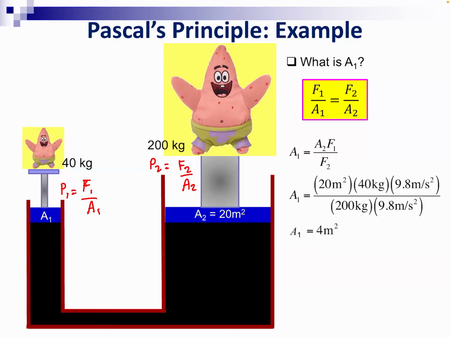You can rearrange this to find area A1. Okay, that's what we want, right? Be careful. What we need is force. What's given is mass. So 40 kilograms and 200 kilograms, these are masses. And so to get the force, multiply them with g. Hence you'll get the area of 4 meters squared.